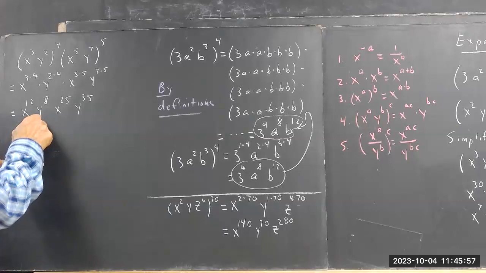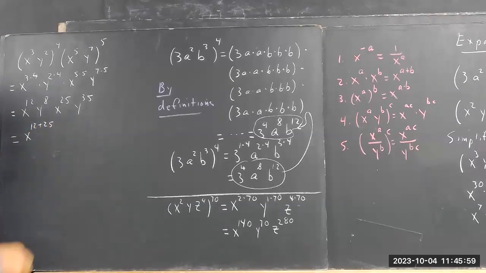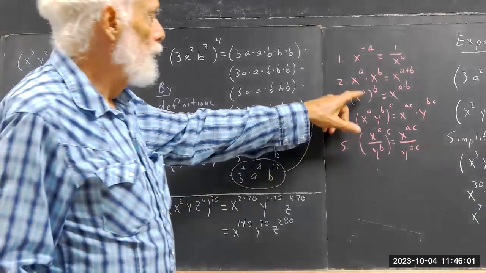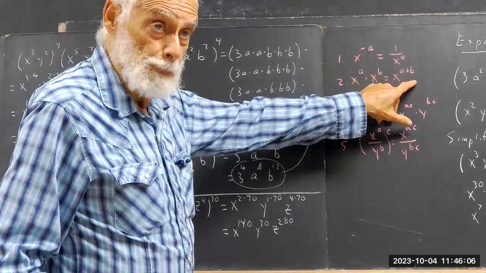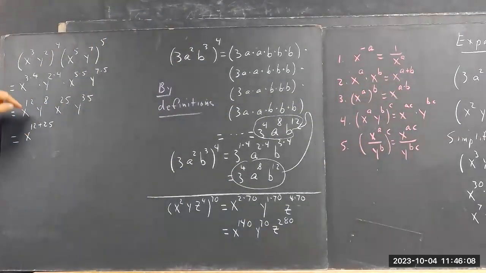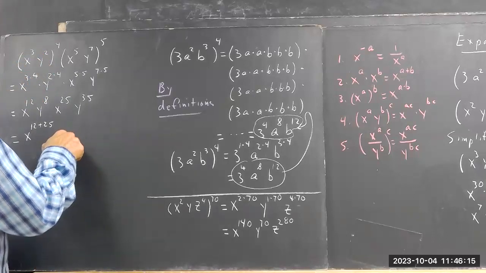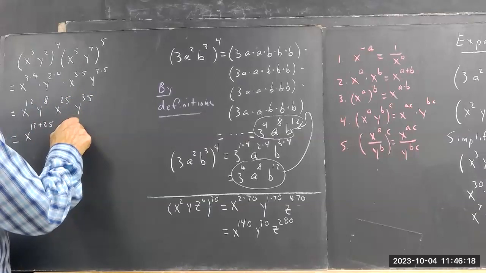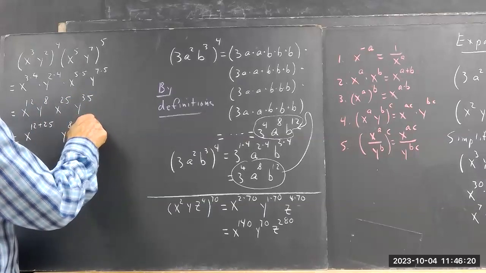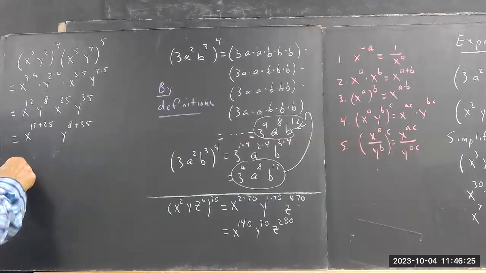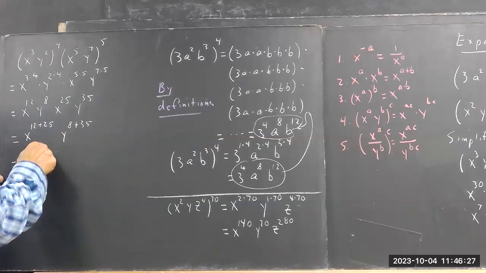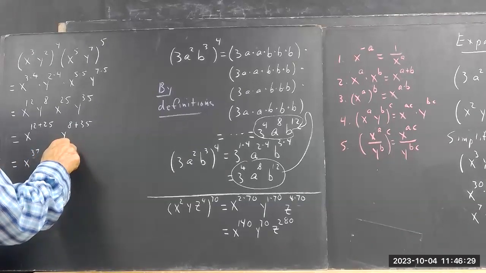So that's going to be x to the 12 plus 25. And of course, that's exactly what this rule tells us. X to the a times x to the b is x to the a plus b. So here's x to the a, here's x to the b. We add the a and the b. And then we have y to the 8th times y to the 35th. That's y to the 8th plus 35th, because we got 8 up here and 35 up there. We add that. And this gives us x to the 37th, y to the 43rd.